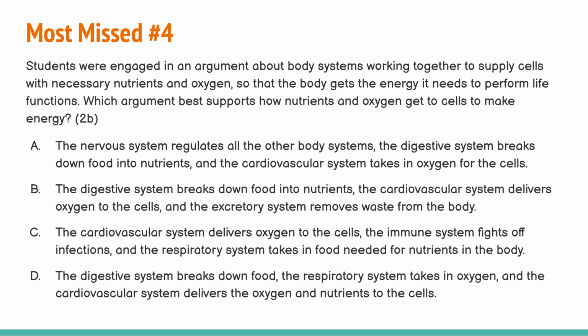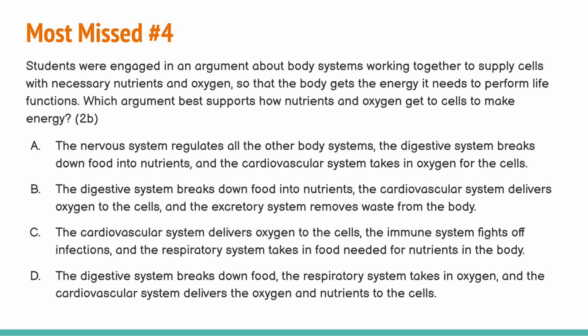Next one. The cardiovascular system delivers oxygen to the cells, the immune system fights off infections, and the respiratory system takes in food, which absolutely doesn't make sense at all because the respiratory system doesn't take in food. Last one, the digestive system breaks down food, the respiratory system takes in oxygen, and the cardiovascular system delivers oxygen and nutrients to the cell.